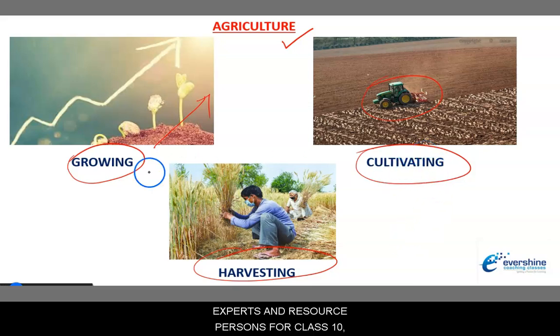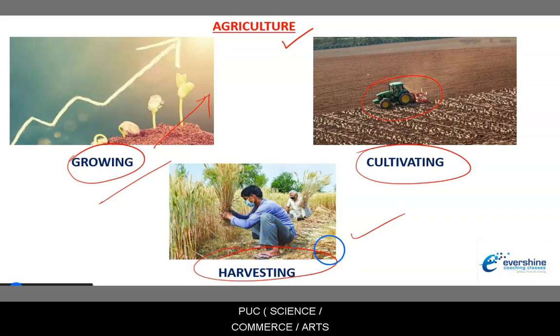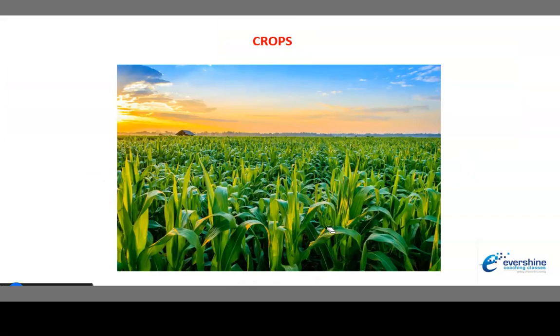After cultivation, what is happening? The plant will grow. After it grows, we do harvesting, which means we take the finished product. Harvesting is nothing but the finished product. Can you see here, one person is removing the final product. Understood? So this is called agriculture. Now what is agriculture? The process of growing, cultivating and harvesting crops is called agriculture. Is this clear? Good.